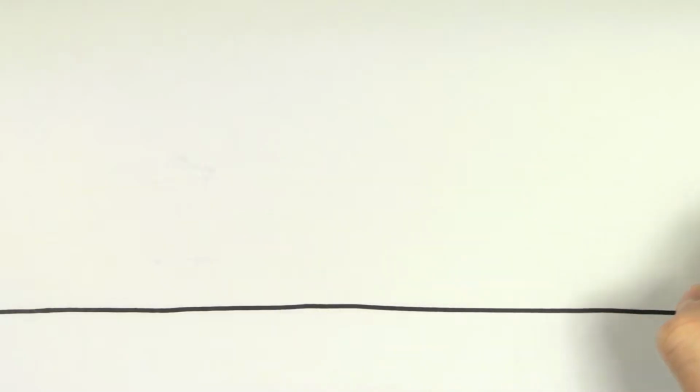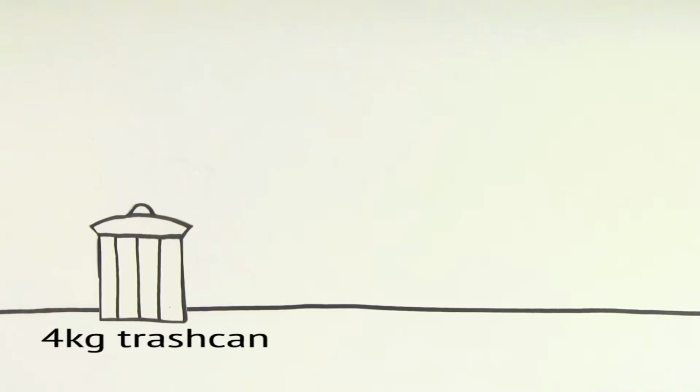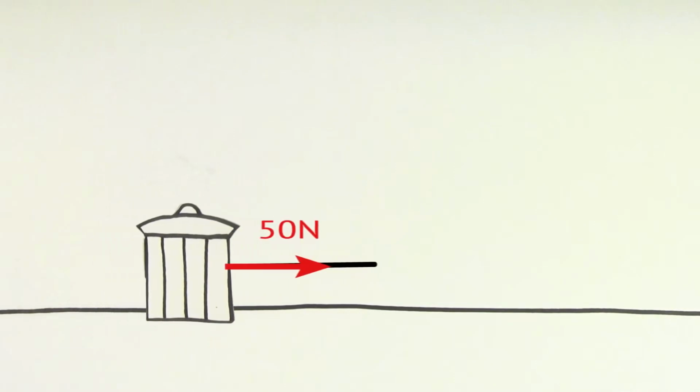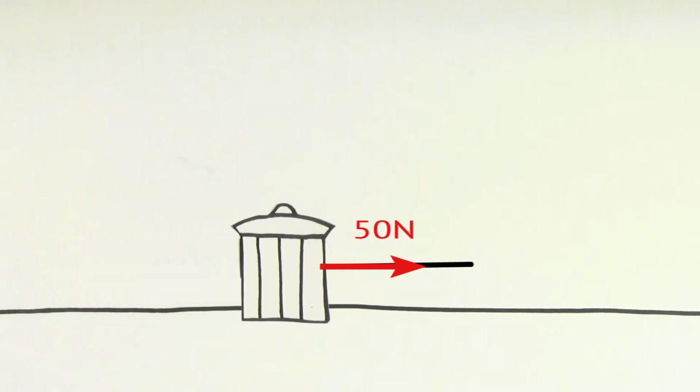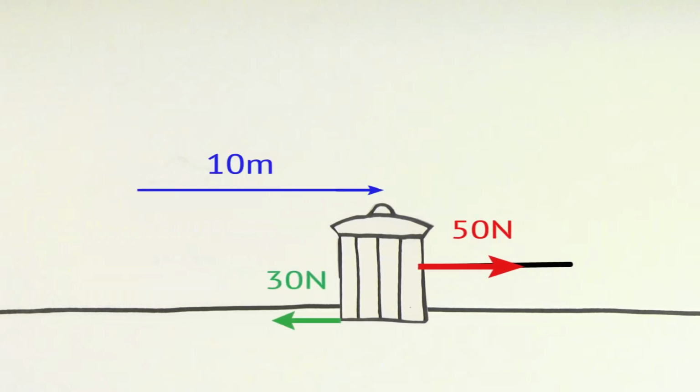I'm going to show you some examples of how to solve problems involving work. Imagine a 4 kilogram trash can. The trash can is disgusting, so someone ties a string to it and pulls on the string with a force of 50 newtons. The force of kinetic friction on the trash can while it slides is 30 newtons. The trash can slides across the ground for a distance of 10 meters.